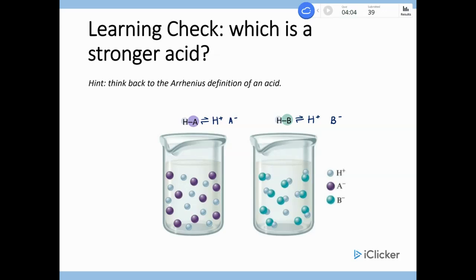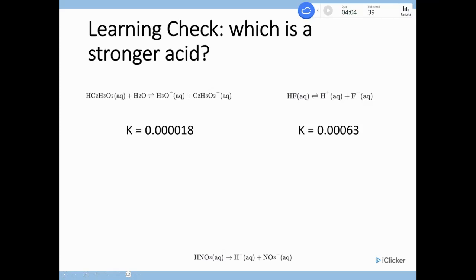So acidity is on a scale. This represents a strong acid that completely dissociates. This represents a weak acid that only partially dissociates. Questions on that one? Okay. The next slide, we have two acid reactions.